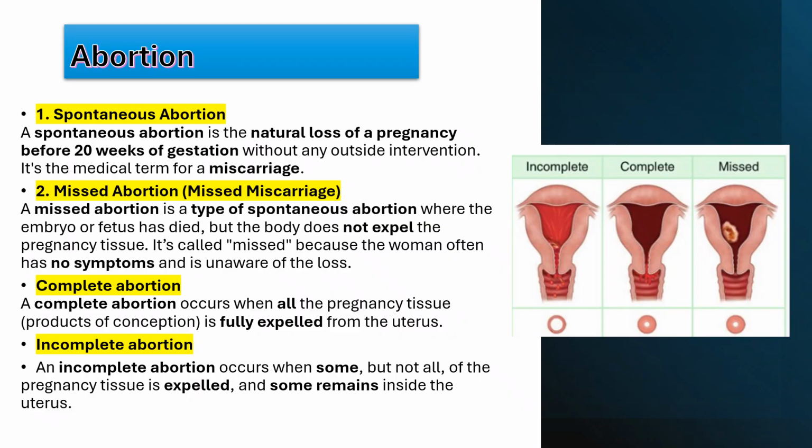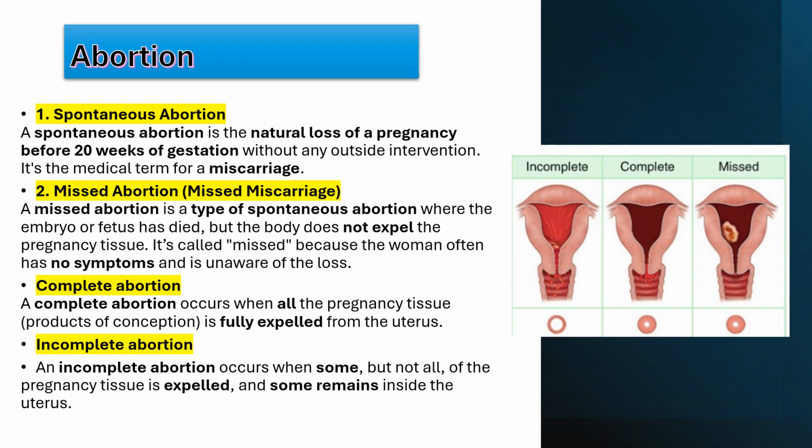Now let us look at the next topic, and that is abortion. Here I have tried to give you the definitions of the various abortions because sometimes they are asked in the anatomy and medical terminology section. So what is spontaneous abortion? Spontaneous abortion is the natural loss of pregnancy, and the important time period is before 20 weeks of gestation, without any outside intervention. It is the medical term for miscarriage.